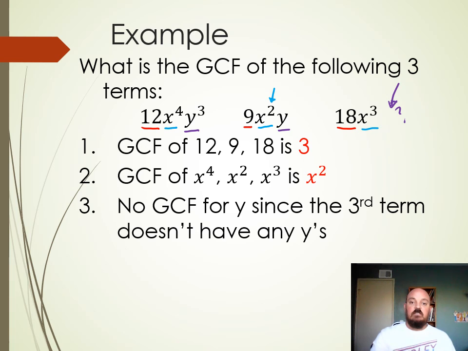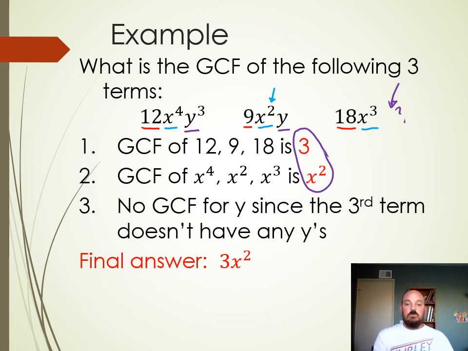So my final answer is just going to be these two things put together. Our final answer is 3x squared. So the greatest common factor of 12x to the fourth y to the third, 9x squared y, and 18x cubed is 3x squared. We can divide everything by 3 evenly. We can divide everything by x squared evenly. And we cannot divide by y because one of them doesn't even have a y. All right, so that's how this works.